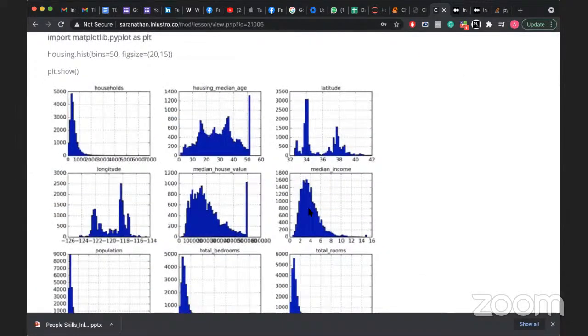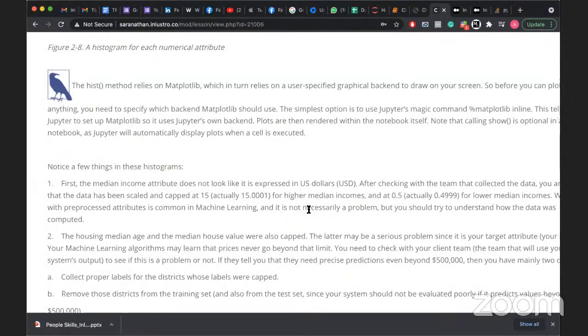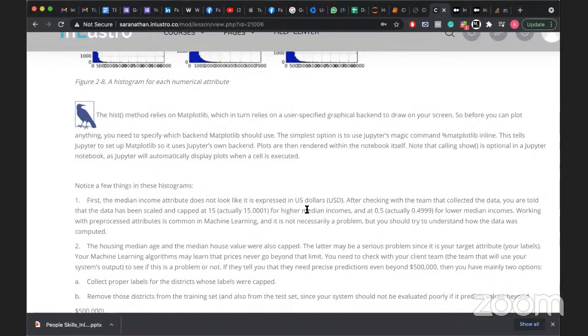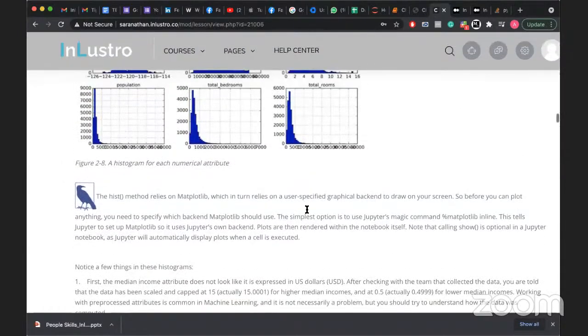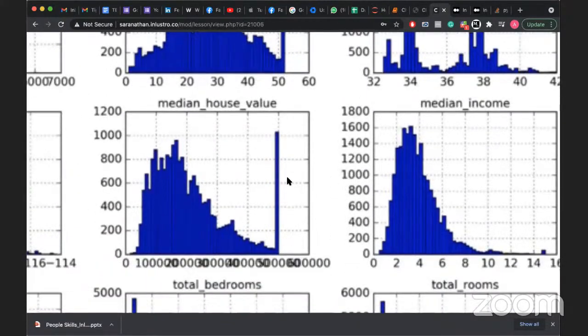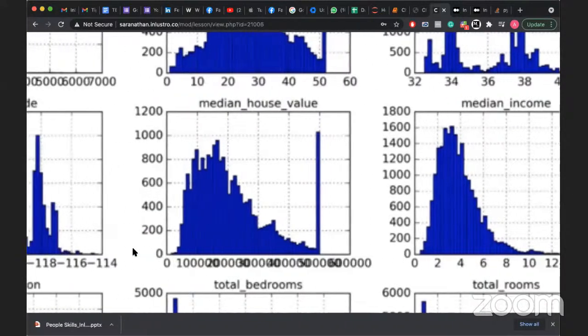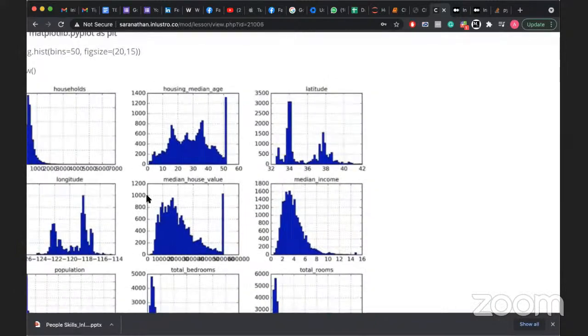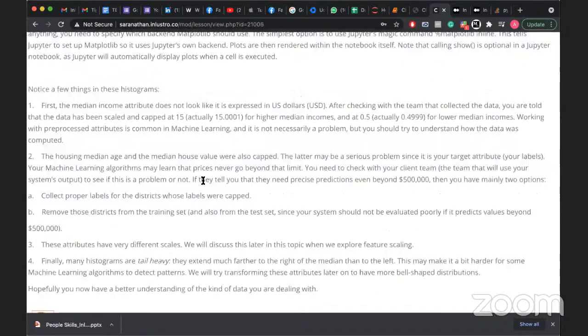So you should find out if the data is pre-processed. Second thing is the housing median age and the median house value, which are also capped. Median house value is obviously capped. Why? Because after this block, there is nothing, and before also there's nothing. And housing median age likewise, after this line, there's nothing. Correct? So they're capped.